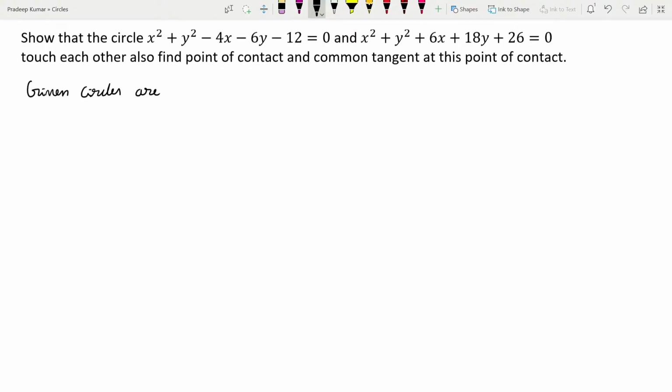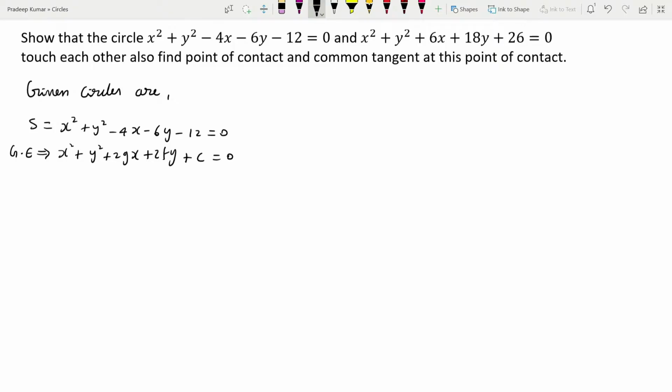First I'll write the given circles. There are two circles, right? I'll write the first one, and I'm representing the first equation as S. So S is equal to x square plus y square minus 4x minus 6y minus 12 equal to 0. This is the first equation. Let's compare this equation with the general equation of the circle, which is x square plus y square plus 2gx plus 2fy plus c equal to 0.